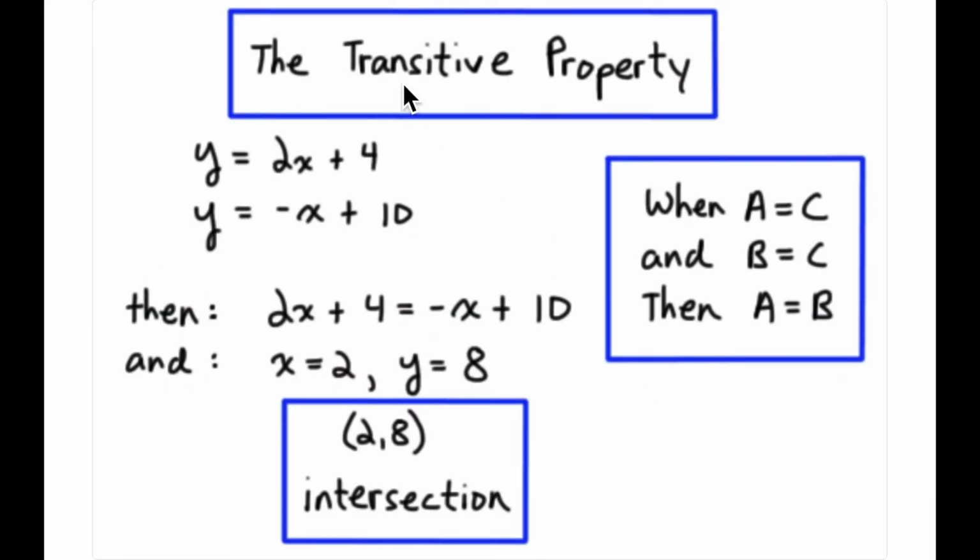Okay, back to the transitive property. When one expression is equal to y and another expression is equal to that same y, then you can use that to figure out what the value of x is. Set them equal to each other, solve for x, and then you can use that to solve for y. So they will have the same value of x and the same value of y.